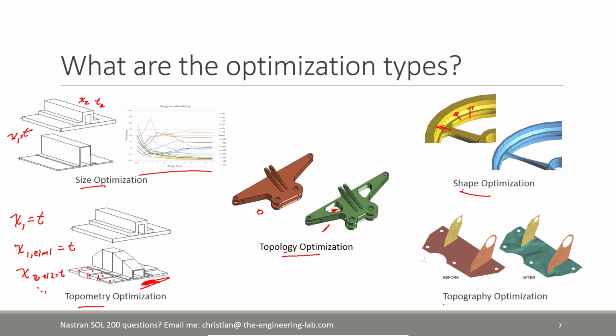Now, topography optimization, basically if you have something that's relatively flat, like this plate, topography optimization allows the nodes to move out of plane. So basically what you end up having almost looks like a warped surface, but it actually can improve the stiffness for that component.